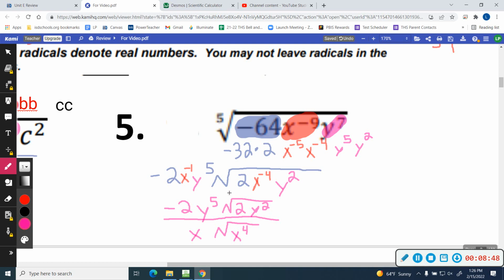And I almost forgot my 5. This should be a 5th root. Oh, this shouldn't be y to the 5th. That was y to the 1. And 5th root there.